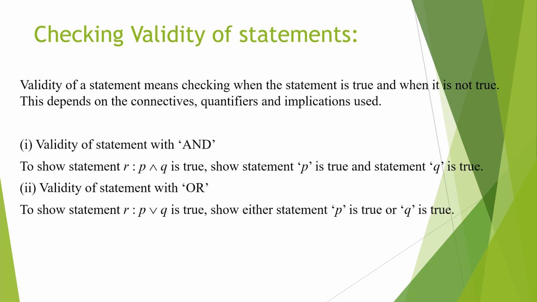First thing is validity of the statement with AND. This is very simple. If we refer to the table for AND, it is very clear that if I want to show that P and Q is true, I need to show that P is true and Q is true. Both are true. Validity of the statement with OR. To show that P or Q is true, you can show either P is true or Q is true. Correct? So this depends on the truth table which we have seen.